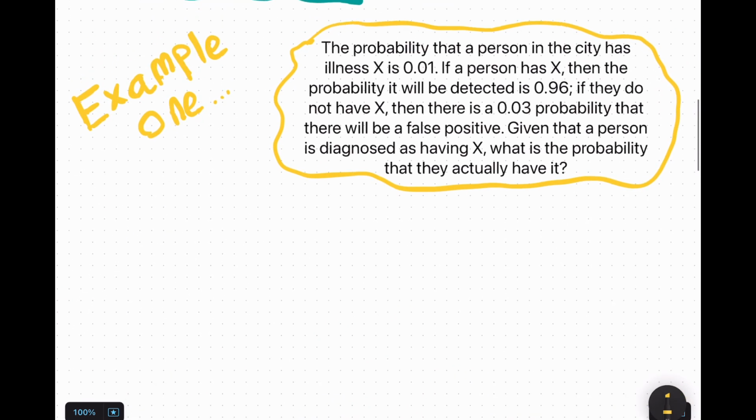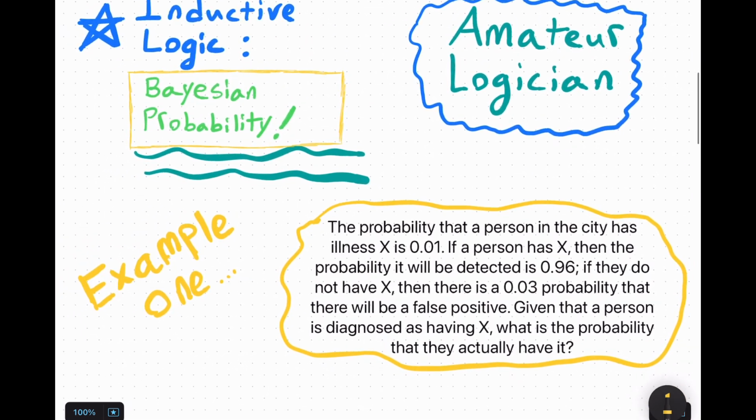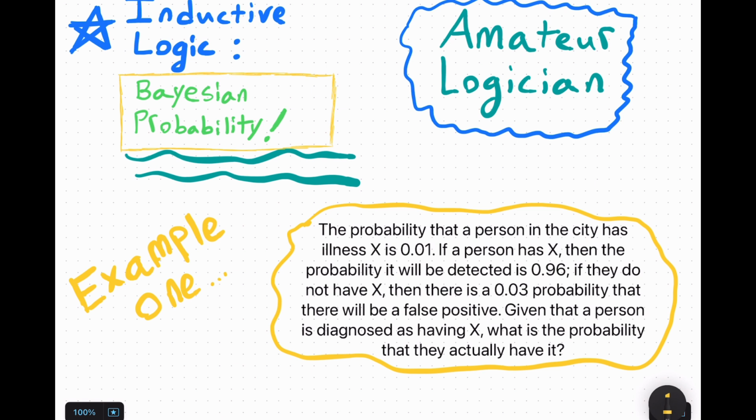So let's consider example 1. So we're told that the probability a person in the city has illness X is 0.01. Now, if a person actually has that illness X, then the probability it will be detected is 0.96. And if they do not have X, then there is a 0.03 probability that there will be a false positive. Given that a person is diagnosed as having X, illness X, what is the probability that they actually have it?